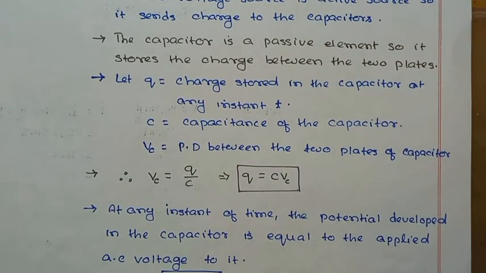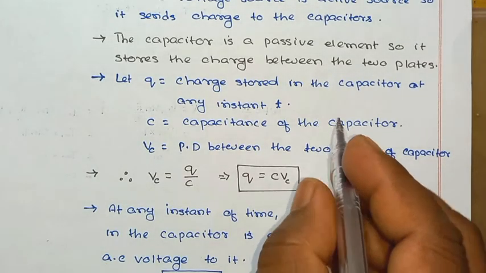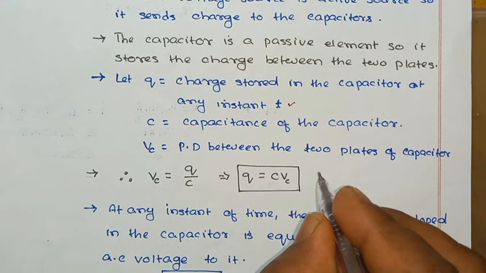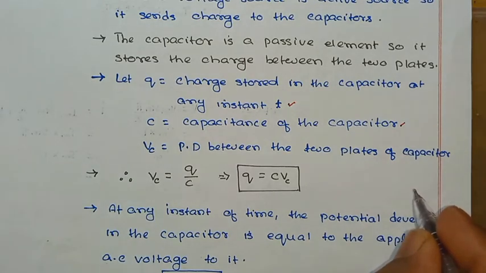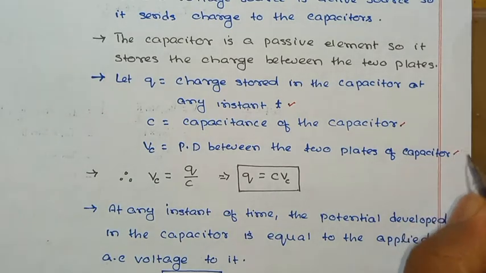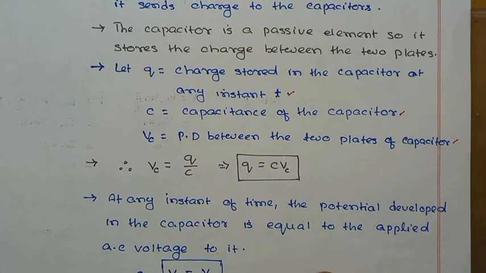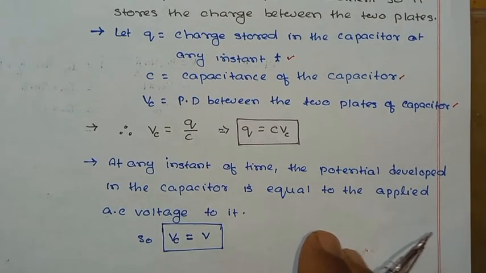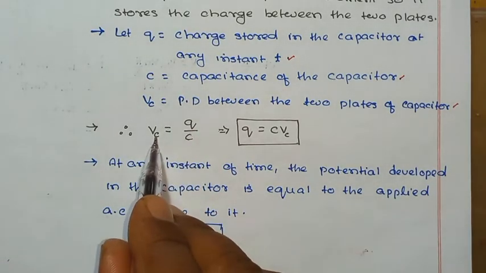Now, let Q be the charge stored in the capacitor at any instant of time t. C is the capacitance of the capacitor. Vc is the potential difference between the two plates of the capacitor. Therefore, the potential difference between the two plates is equal to Q by C. That is, Q is equal to C Vc.